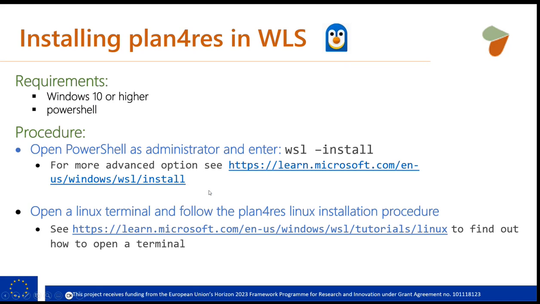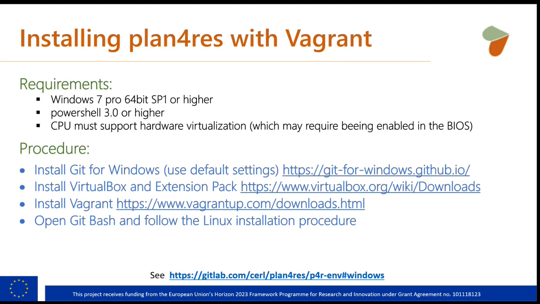Once you have installed it, you just have to open a Linux terminal in WSL and then follow the Plan4res Linux installation. For Vagrant, it's possible to install it on Windows 7 or higher, but you must ensure that your CPU supports hardware virtualization. You will have to install Git for Windows, VirtualBox and the extension pack, and Vagrant. Once this is done, you open Git Bash, and then you follow the Linux installation procedure also.